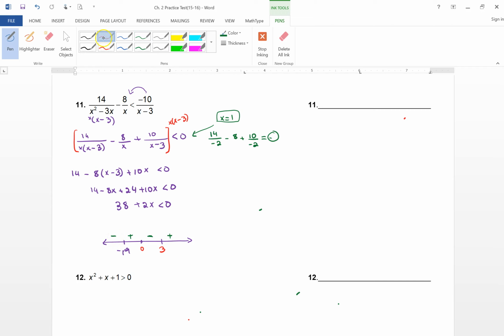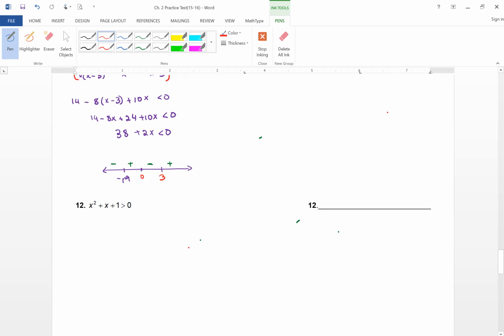Now, I want less than 0. So I want the negative ones, meaning negative infinity to negative 19, 0 to 3. So this is one that's more challenging than the ones on the test. Okay?